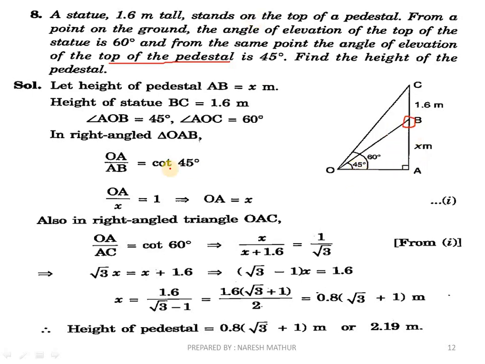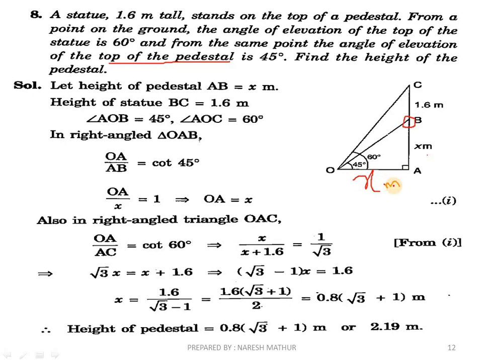In triangle OAB, angle is given as 45 degree, perpendicular is given as x. So let's take triangle AOB. So cot theta equals base upon perpendicular. So base is OA, which is not known to us, and perpendicular we took as x meter. So the OA will also be x meter.